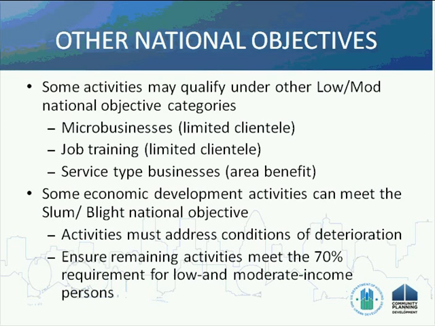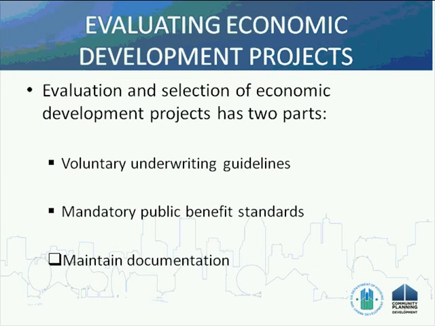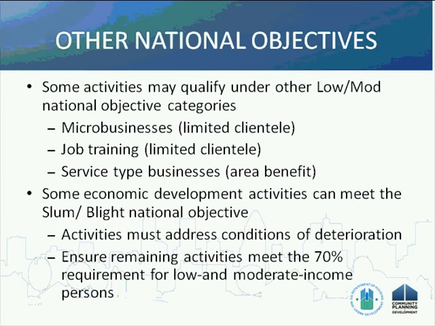As stated earlier, most economic development activities typically qualify under the low and moderate income jobs national objective. However, some activities may qualify under other low and moderate income national objectives. A few examples are listed on the slide. It is also possible for economic development projects to meet the slum blight national objective. It is extremely rare for an economic development project to qualify under the urgent need national objective.